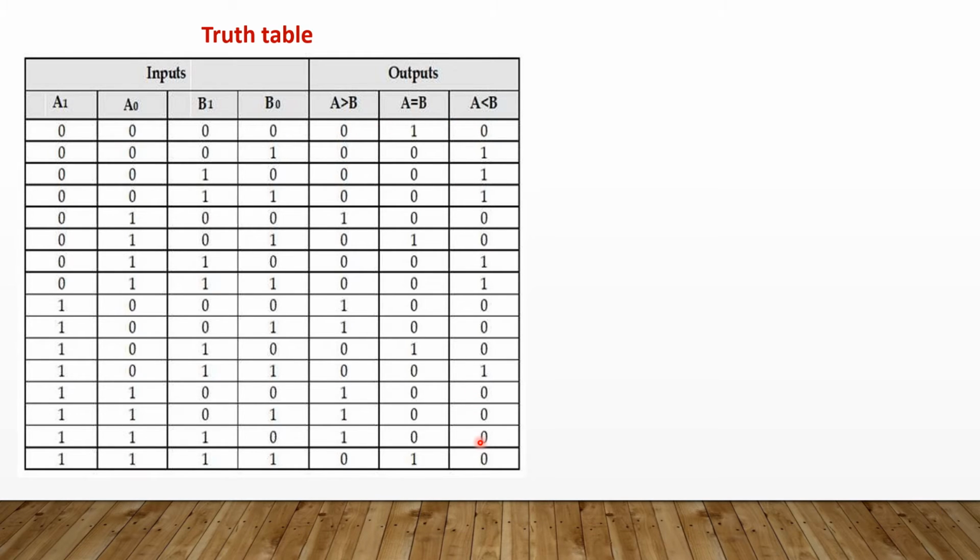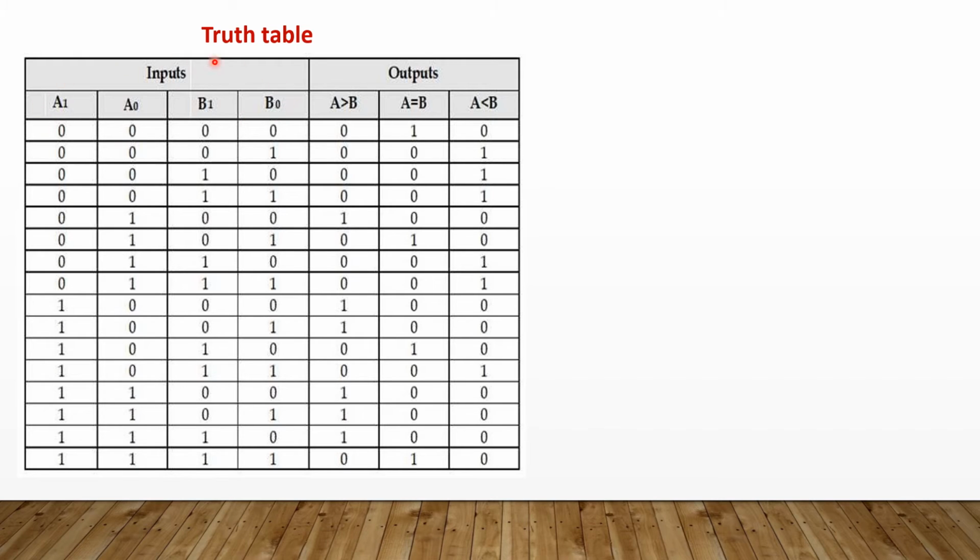Now, after completing this truth table, by using K-map we can find the final Boolean expression for A greater than B, A is equal to B, and A less than B. For that, we are going to use the K-map. What type of K-map do we have to use? There are types of K-maps: 2 variable, 3 variable, 4 variable, 5 variable, and so on. That type of K-map, we have to find from the number of input variables.